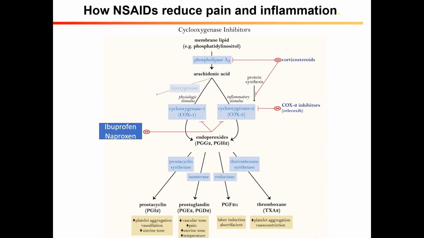The problem is that if you look carefully, you'll see that there are other things there. Uterine tone, platelet aggregation. There are other things that these prostaglandins affect. So when we inhibit pain and fever, we also inhibit other things that are important for us.